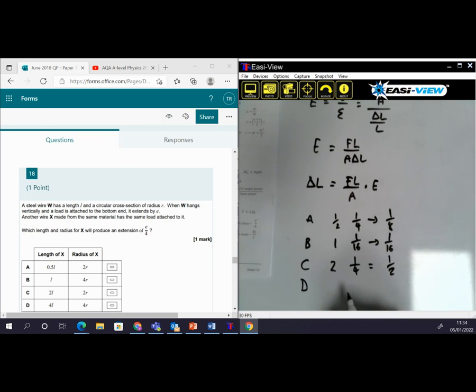And then D, the final line, which is hopefully going to be the right one. We've multiplied the length by a factor of 4, so we get 4 times the extension, but then we've increased the radius by a factor of 4, so it's 4 squared. So we've increased the area by a factor of 16, so we get 1/16 of the extension, and that will give us an overall extension 1/4 of the original value. So that one is the correct one.